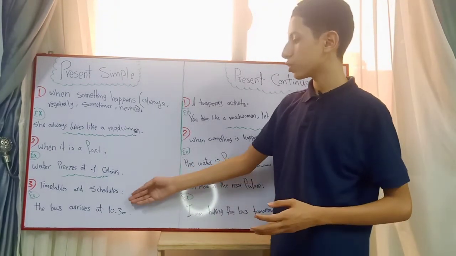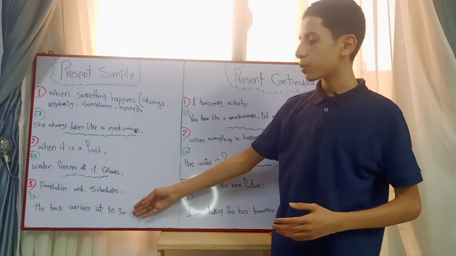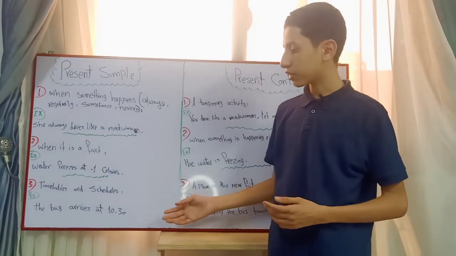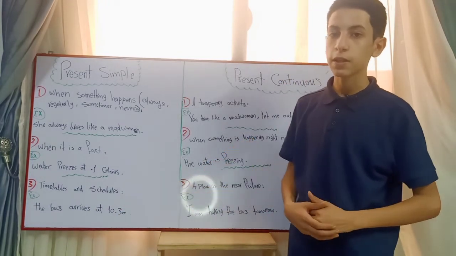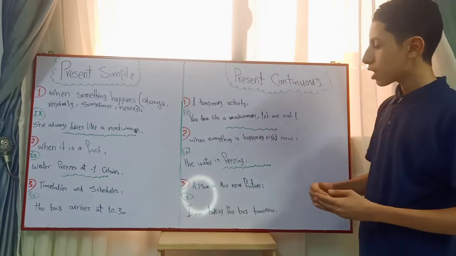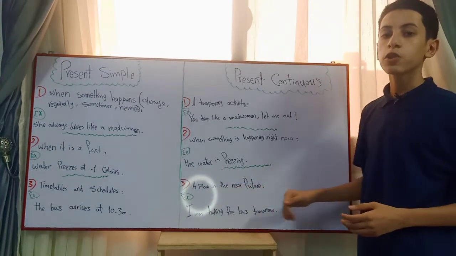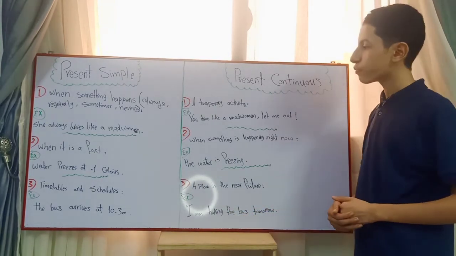The last use in the present simple tense is with timetables and schedules. For example, the bus arrives at 10:30. But in the present continuous, plans in the near future. For example, I'm taking the bus tomorrow.